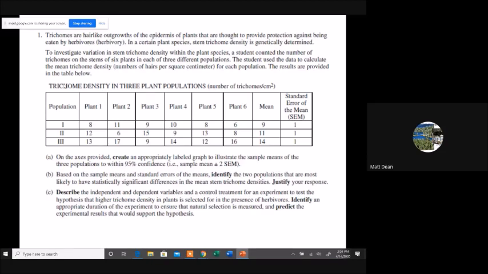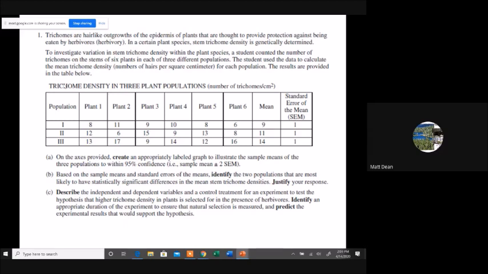All right, so some of you probably have seen this question before. Trichomes are these little hairy-like growths on some plants. Scientists think they're probably about preventing herbivores from eating the leaves. Not 100% sure of their function, but that's what they think. So in this particular setup, a scientist is investigating the variation in how many trichomes are on these plants, the trichome density. They've given you 3 setups, 3 populations that they've sampled from, and they've looked at 6 plants from each of these populations.